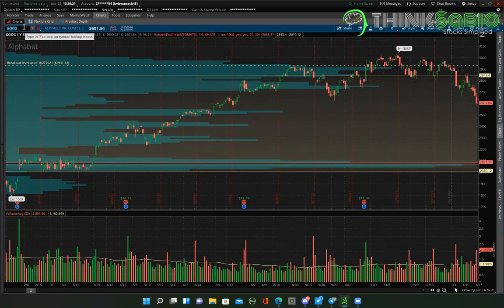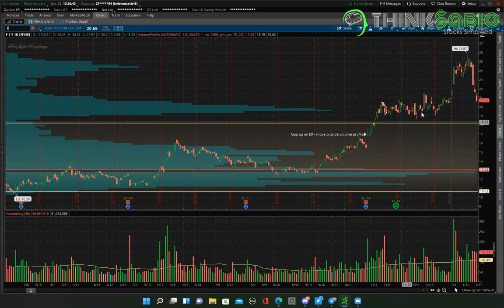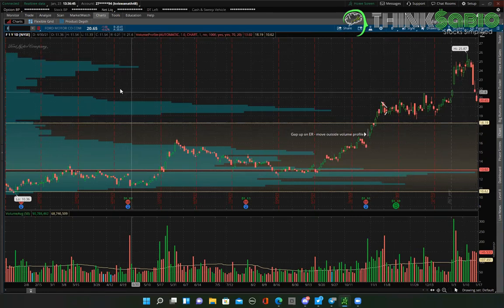So, and then we can look at a few more examples, and then I will show you a couple of scanners on how you can scan this. So Ford is pretty straightforward. Here is where the volume profile high was when the ER breakout happened. So around $16. That's a big move.